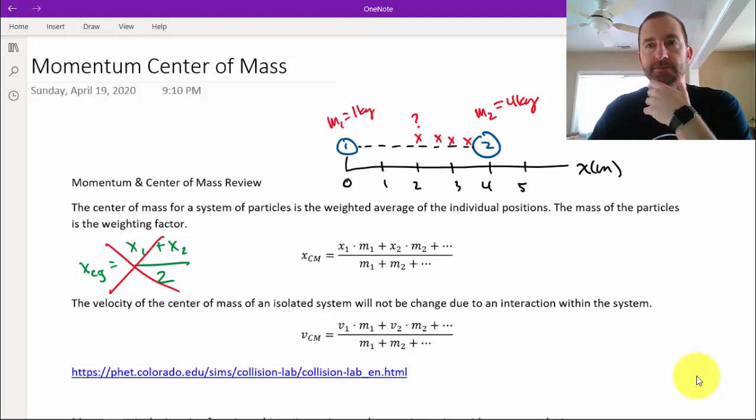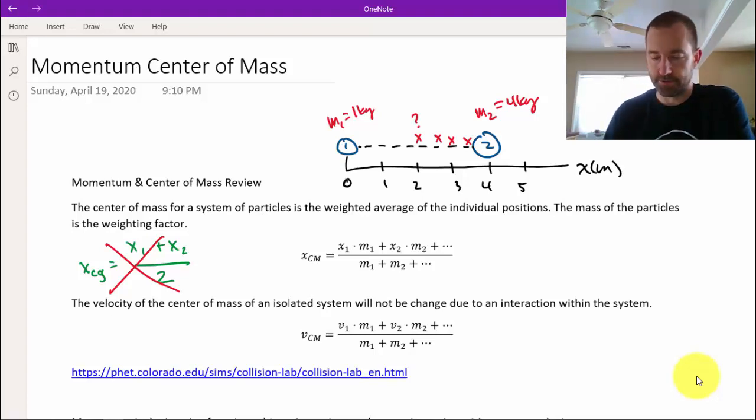So we can't just do the positions. We have to include the masses in there. And that's where the equation that we have below lines up. It doesn't just have the positions, it has positions times mass.